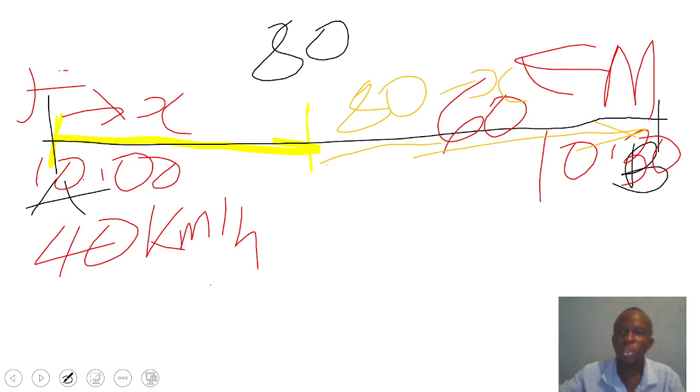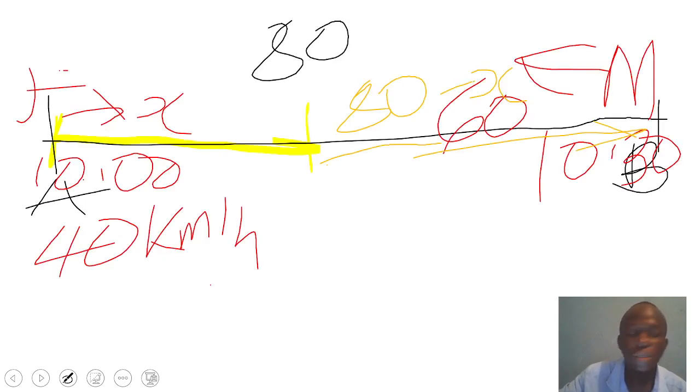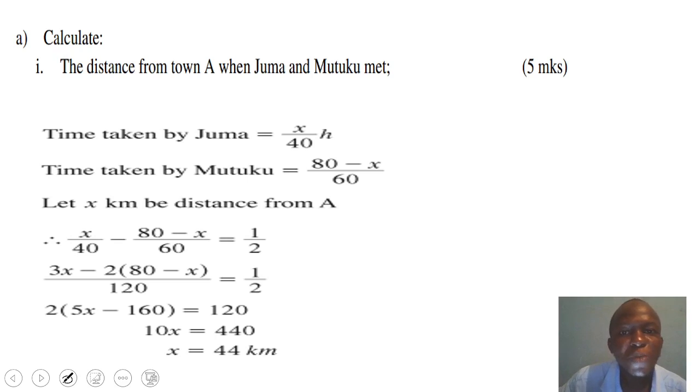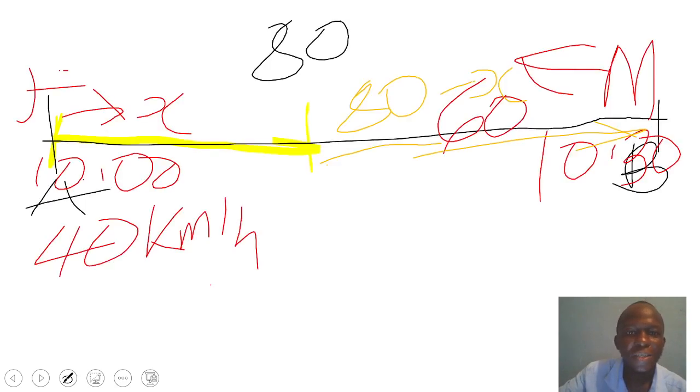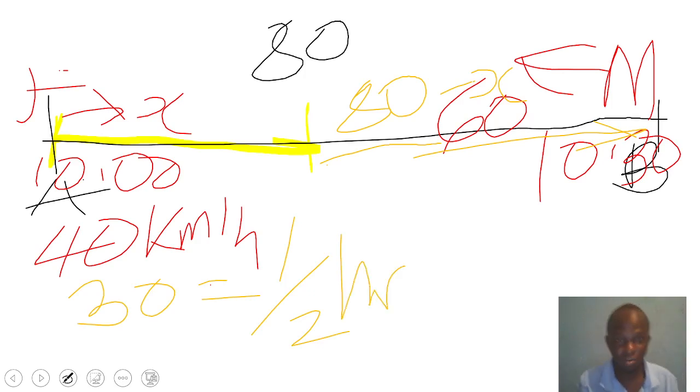Now let us go to the solution. Calculate the distance from town A when Juma and Mutuku met. So that is the distances. We have seen the distance Juma traveled is x and that of Mutuku is 80 minus x. Now before they meet, there was a time lapse between the two of 30 minutes. 30 minutes is always equal to half an hour. So that is also the time difference.